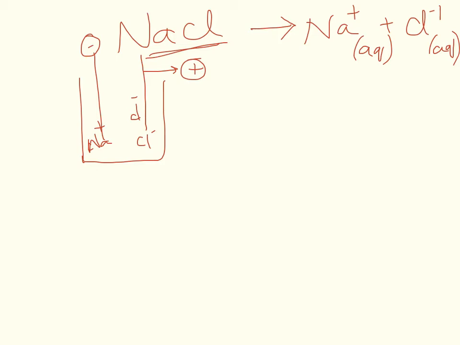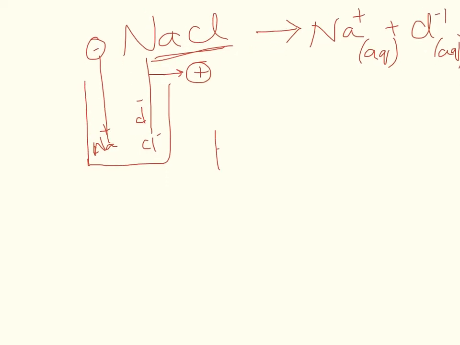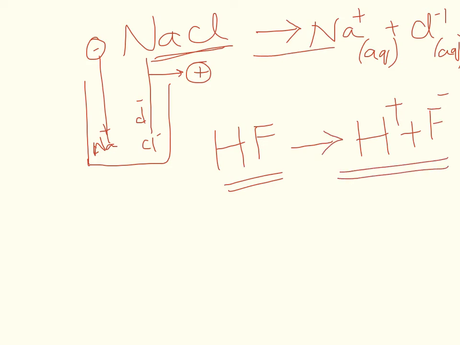Weak electrolytes will produce fewer ions. So if you were to look for some practical, understandable example, say HF, hydrogen fluoride, hydrofluoric acid, right? If you put this in water, it does ionize, but not to as great an extent as sodium chloride. So sodium chloride is a strong electrolyte, whereas hydrofluoric acid is a weak electrolyte.